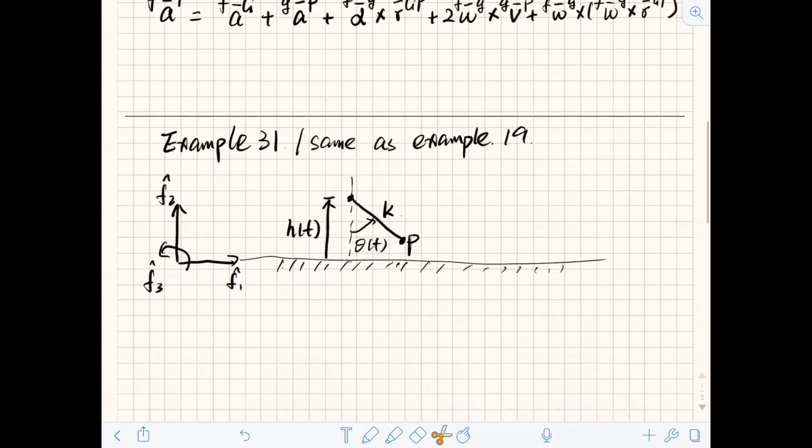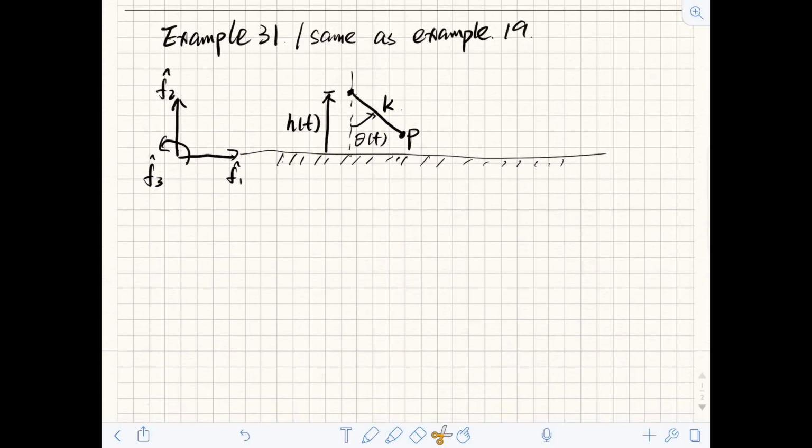So let's see an example. This is example 31 in the textbook, and it's the same as example 19 that we have solved before. We have an inertial frame, the F frame, and we have a point that's moving with a moving support. First of all, we need to find the velocity of point P relative to the F frame. As always, we need to find and define proper reference frames.